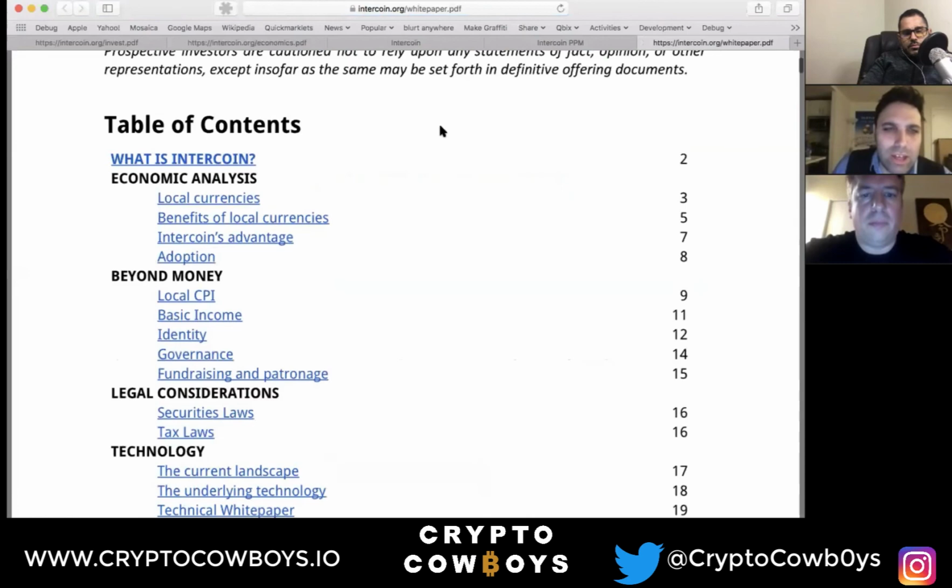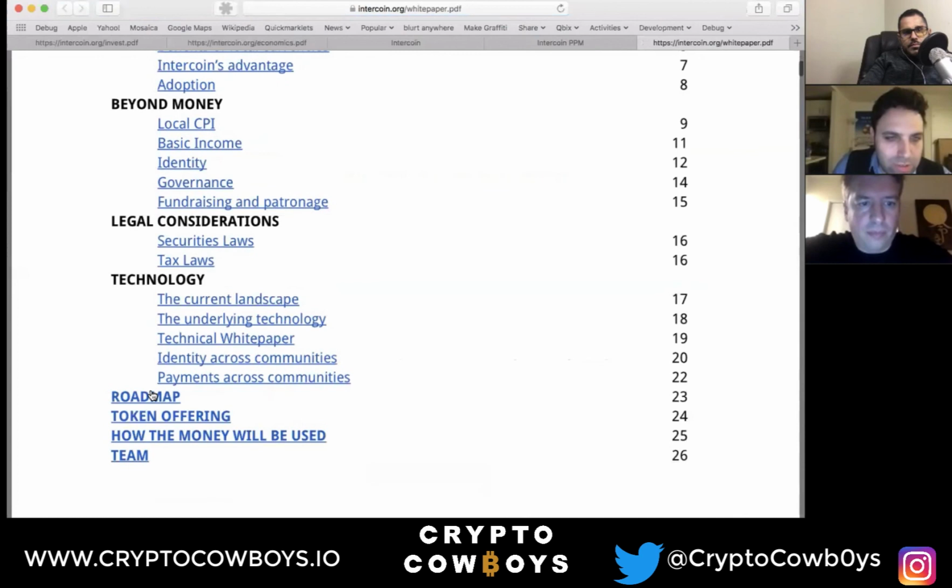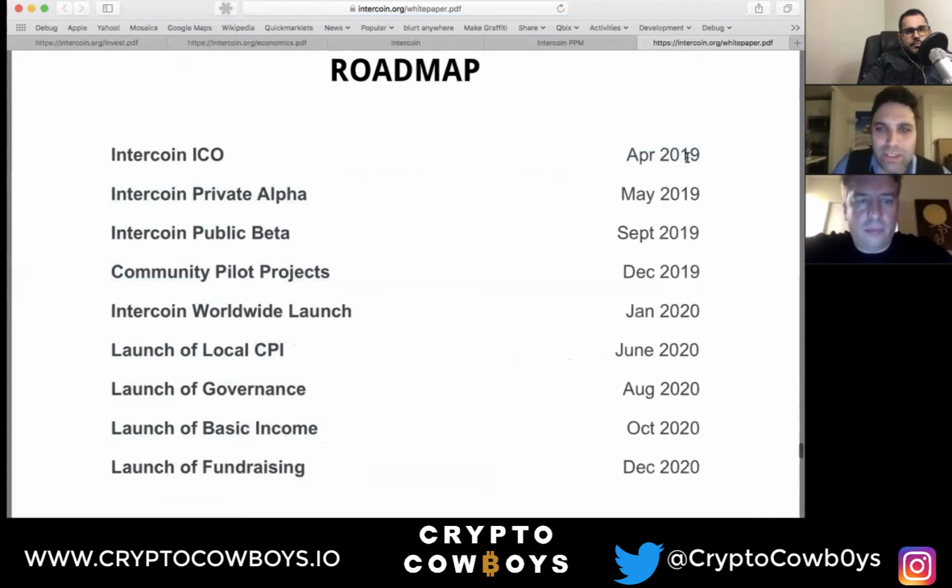As you go to the roadmap, you see we want to have our token issuance by this time. We want to get on exchanges by this time, hopefully. Again, all these are subject to the vagaries of life. And then you've got the private alpha, which is essentially us testing with community leaders we have now. Hopefully that works. You get the public beta, where you actually start to work with cities, and community pilot projects.